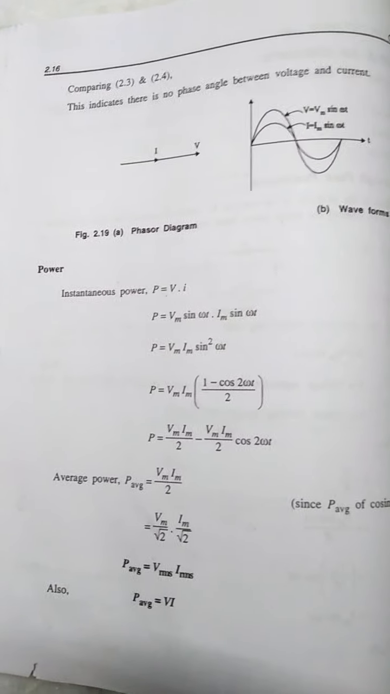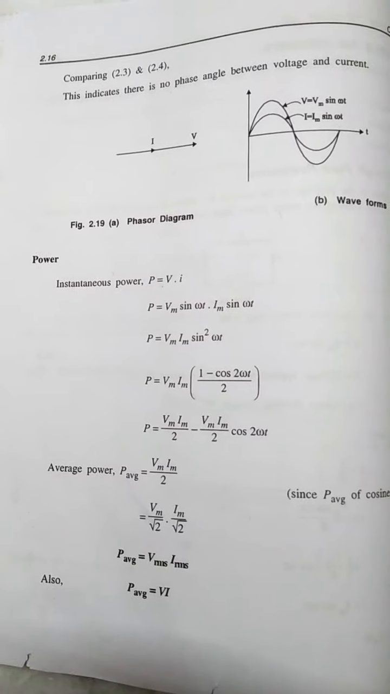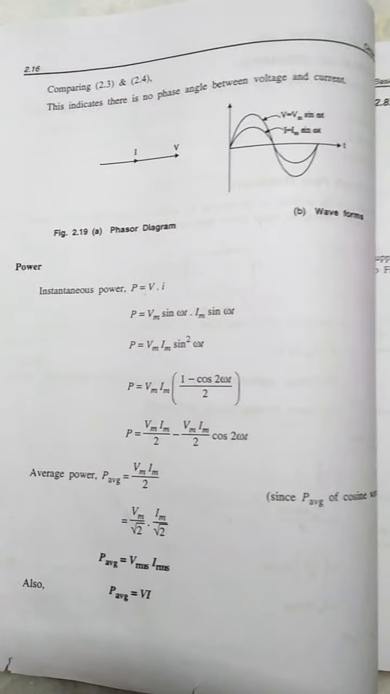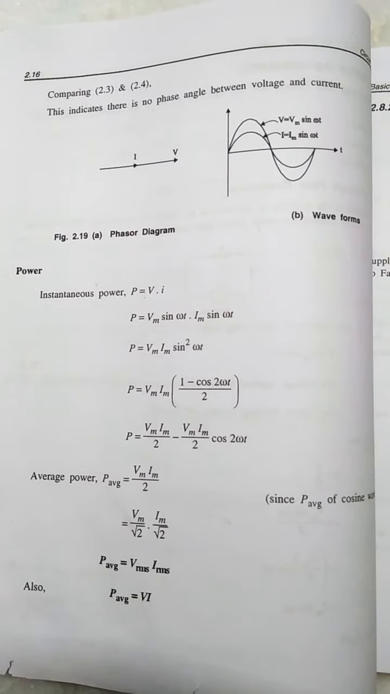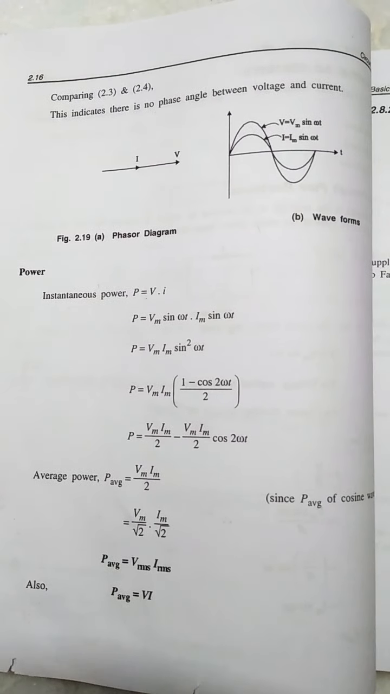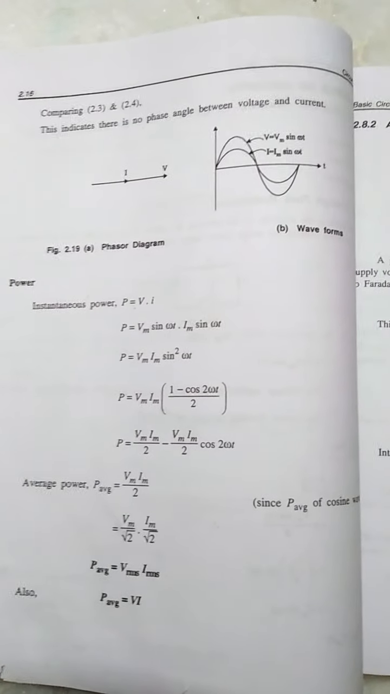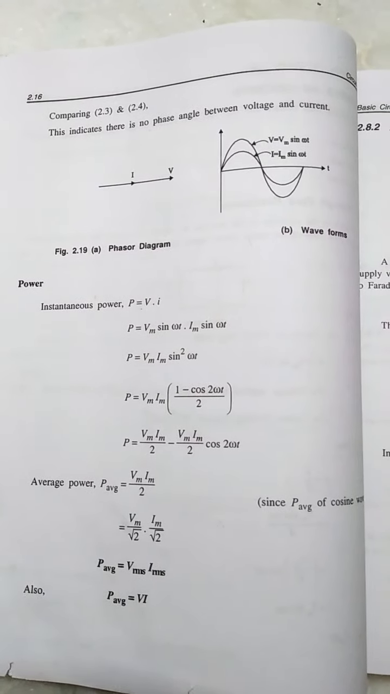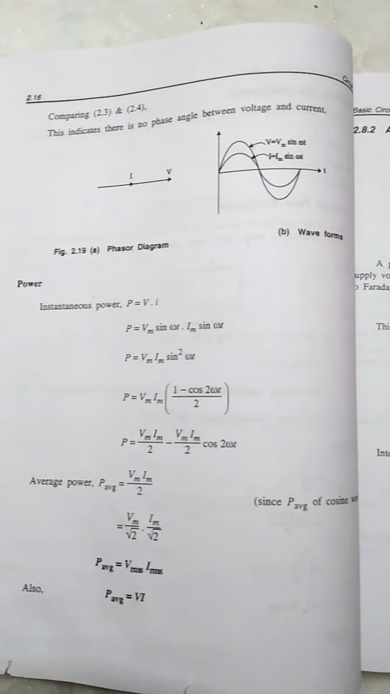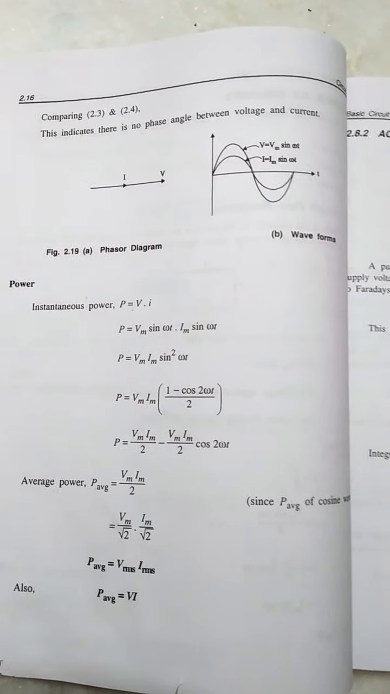Then instantaneous power is the product of voltage and current. We know the equations for voltage and current. Substituting, we will get power is equal to Vm Im divided by 2 minus Vm Im divided by 2 into cos 2 omega t. If you compute the average value of sin 2 omega t or cos 2 omega t, it will be 0 for a full cycle. So the second term becomes 0, and we have only the first term, the average power. Therefore P average is equal to Vm Im divided by 2.